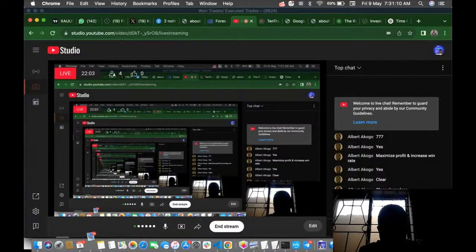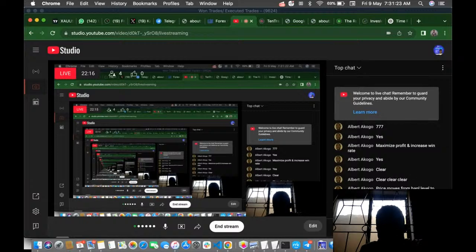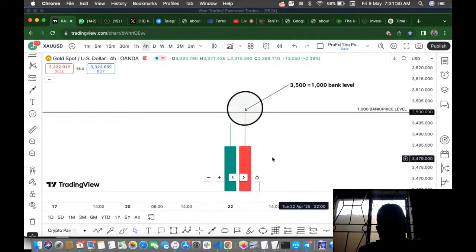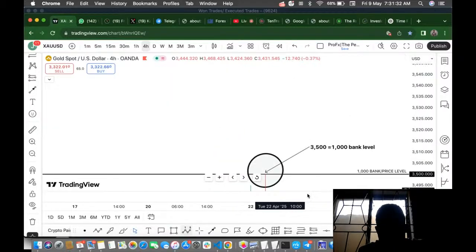No, that's not correct. You're not here. 3,500 is the 1,000 bank level. What will be the bank level below? Were you here when I was explaining the price level, the place value? Guys, what's happening here? I explained place value for you guys.